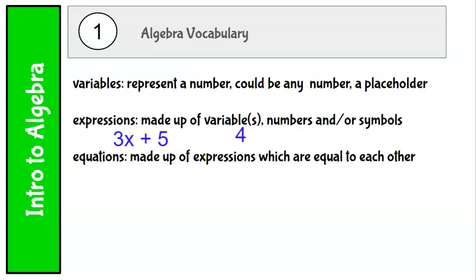And then equations are actually made up of expressions which are equal to each other. So if I put 3x plus 5 equals 4, that is an equation because it has an equal sign in it. 3x plus 5 is an expression, 4 is an expression. When we look at the whole thing together, it is now an equation.